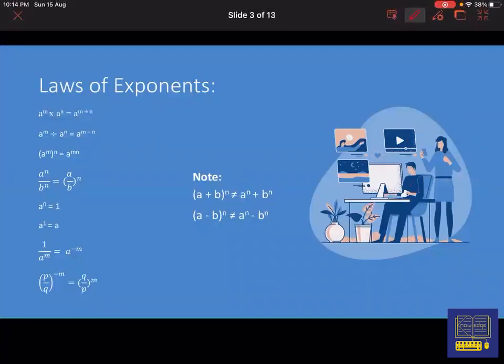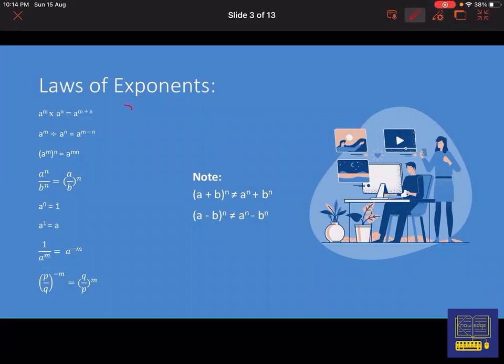Now, some laws of exponents. If you have a to the power of m into a to the power of n, then you simply write a to the power of m plus n. So for example, 2 to the power of 5 into 2 to the power of 7 is just 2 to the power of 5 plus 7. It's very simple, right?